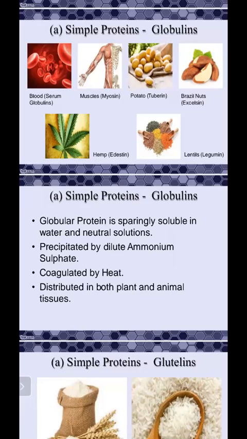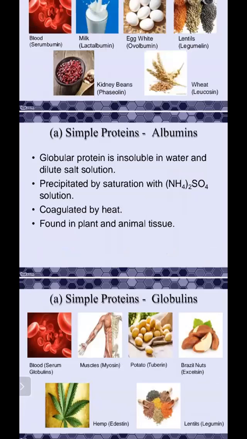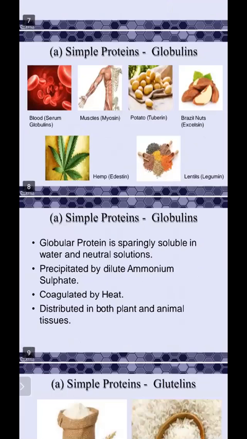And these globulins can be precipitated by dilute ammonium sulfate. Albumins are precipitated by saturation with ammonium sulfate solution, and globulins can also be precipitated by dilute ammonium sulfate solution. Then these can also be coagulated by heat, and these are distributed in both plant and animal tissues. So they are present in both animals as well as plants.